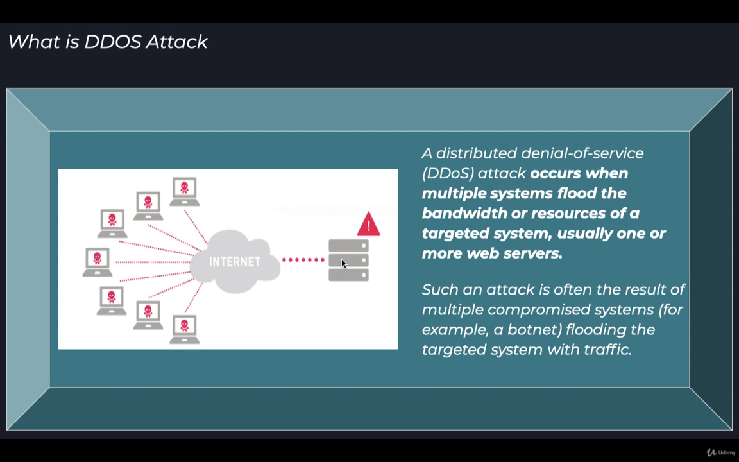So what is a DDoS attack? A distributed denial of service attack occurs when multiple systems flood the bandwidth or resources of the target system, usually one or more web servers. Such an attack is often the result of multiple compromised systems, as we discussed, for example a botnet, flooding the target system with traffic. So this is just a basic overview of the DDoS attack.